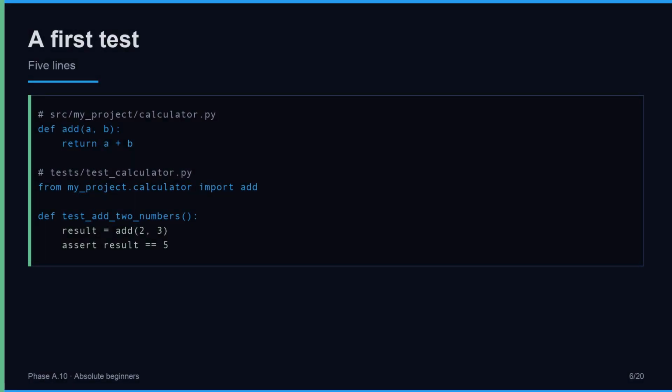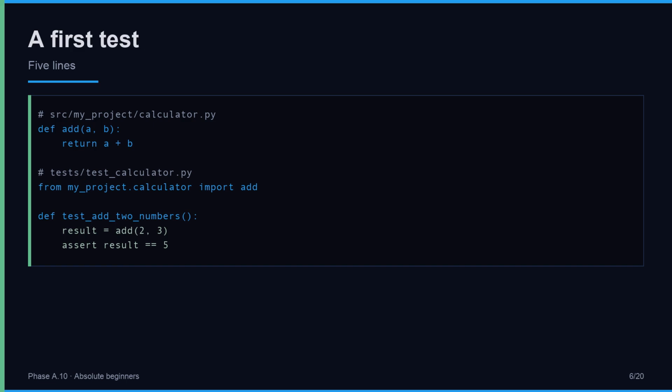Here is the smallest possible test. In calculator.py we define a function add that returns the sum of two numbers. In test_calculator.py we import that function and write a function called test_add_two_numbers. Inside, we call add with 2 and 3, store the result, and assert that the result equals 5. Assert is a Python keyword. If the comparison is true, nothing happens. If false, it raises an error. That error is what pytest reports as a failure.